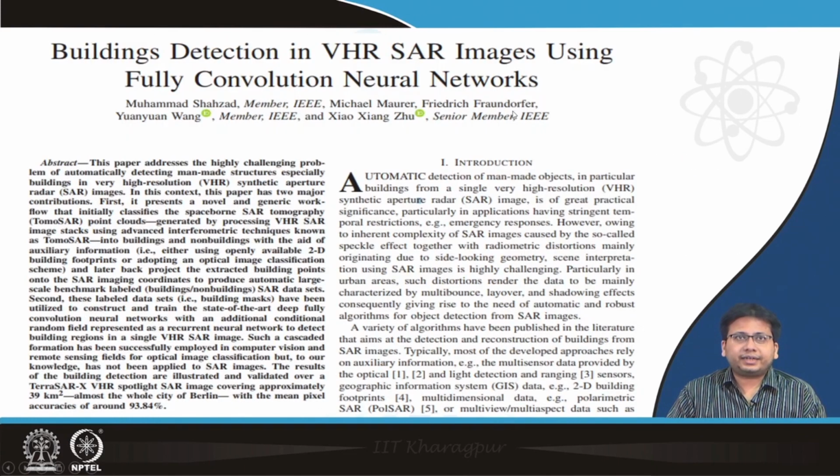So, building detections in VHR SAR images using fully convolutional neural networks. So, VHR means very high resolution and SAR is synthetic aperture radar, a technology which we related to active sensing, which we have already discussed in the previous lecture. So, on the images captured using this technology, they want to detect buildings.